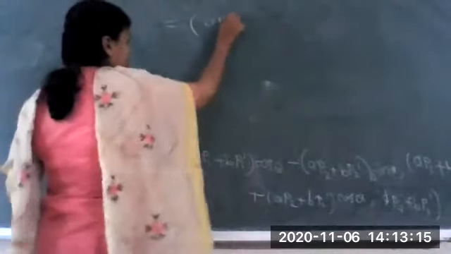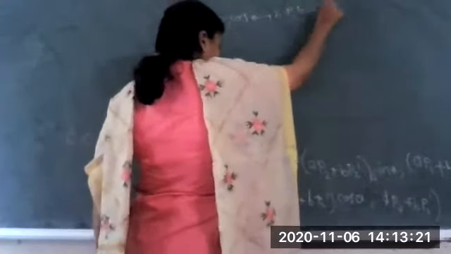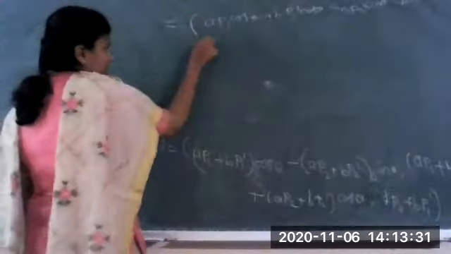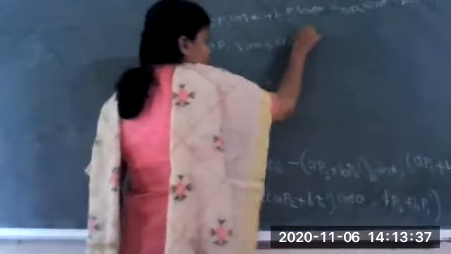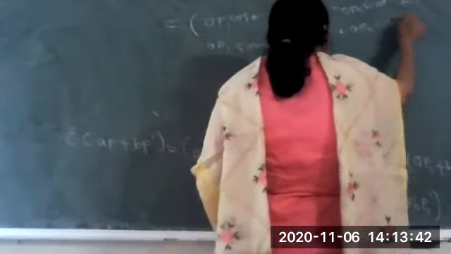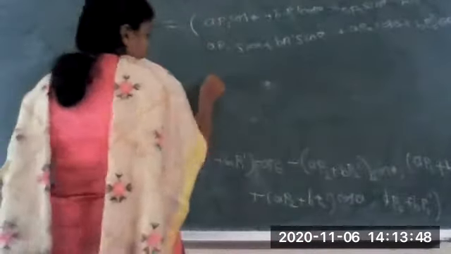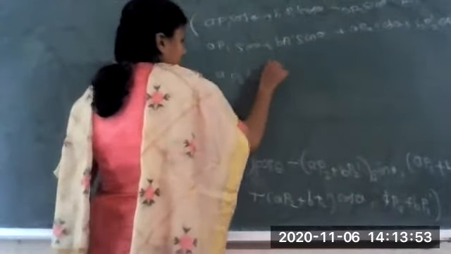Write down a P1 cos theta plus b P1 dash cos theta minus a P2 sin theta minus b P2 dash sin theta. What is the second one? We have a P1 sin theta plus b P1 dash sin theta plus a P2 cos theta plus b P2 dash cos theta. And the last one as it is: a P3 plus b P3 dash.